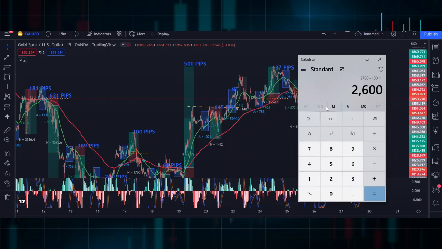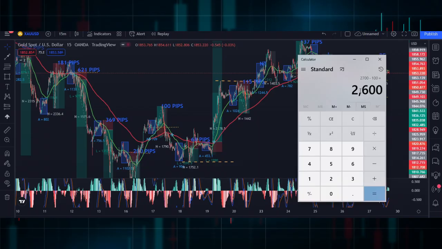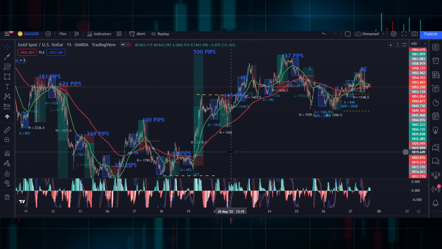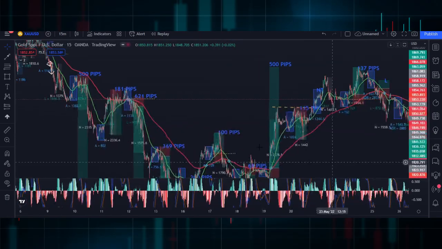Let's put it into perspective. If you're trading and you manage to get 2,600 pips in 2 weeks of trading, and let's say you're trading at 1 standard lot size, that's $10 per pip, which is $26,000 in 2 weeks of trading. But let's be more realistic. If you have a 50 pip stop loss, it's highly unlikely that you're going to be trading at 1 standard lot size. So let's say it's half of 1 standard lot size. That's still $13,000 in 2 weeks.